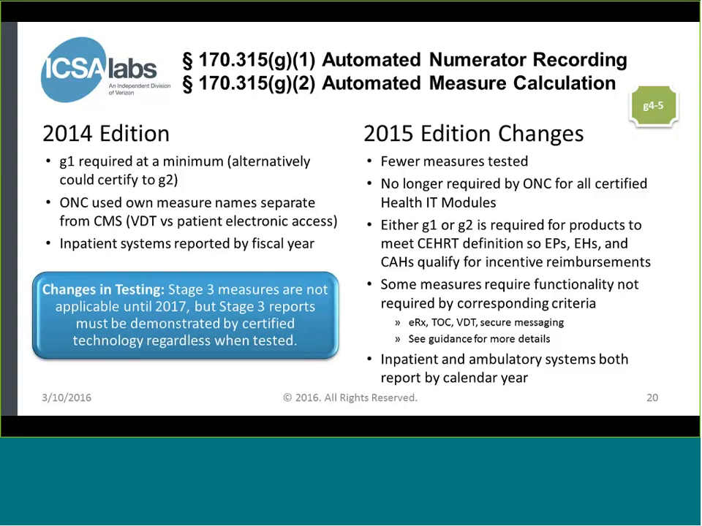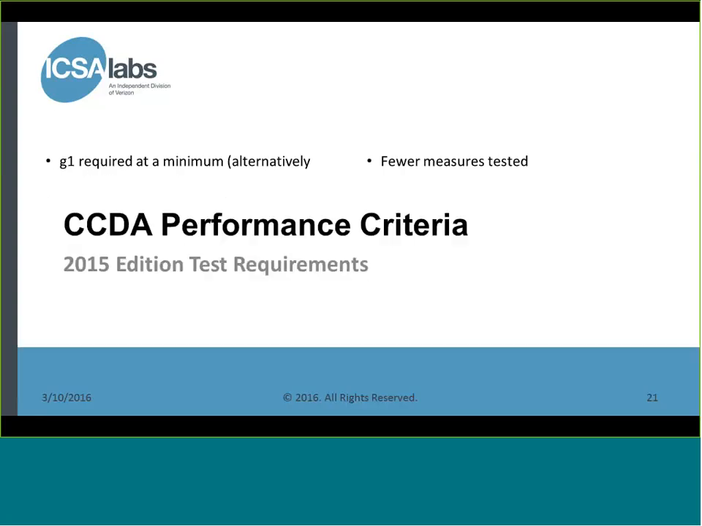The last thing I want to talk about is the section in blue there. Those of you, again, who tested under 2014 probably remember that even after end users were not permitted to attest to Stage 1, to be certified, you still had to demonstrate both Stage 1 and Stage 2 measure reports. Well, in this case, the Stage 3 measures are not going to be applicable until calendar year 2017. However, to be certified, you will still need to demonstrate the Stage 3 reports along with the Stage 2 reports, regardless when you're being certified. All right, next slide, please.